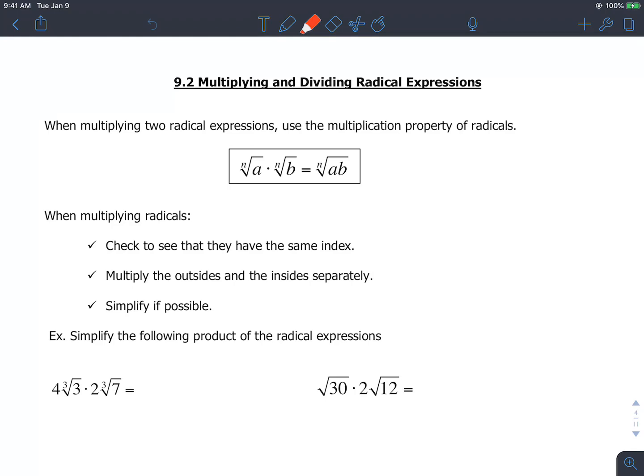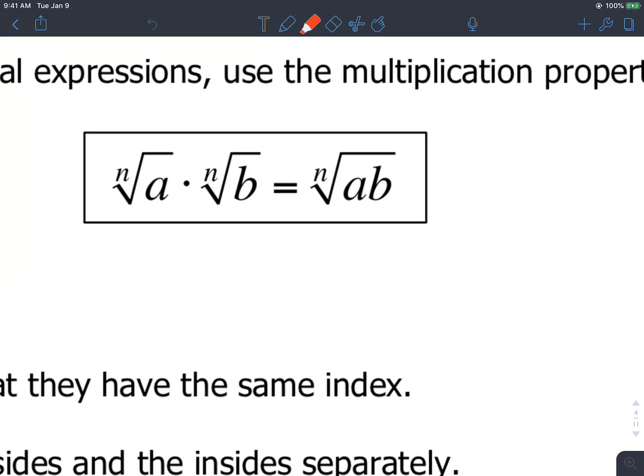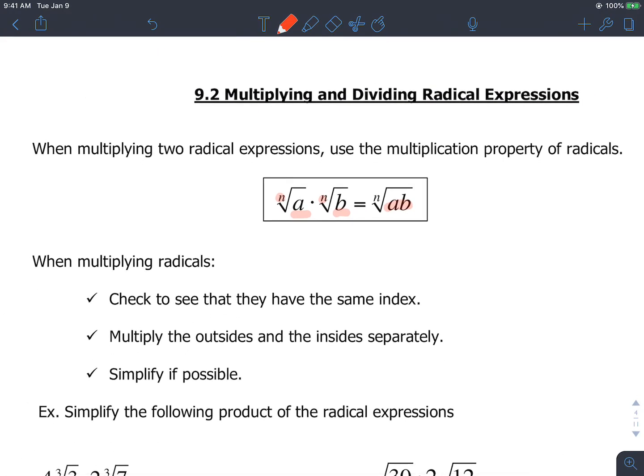Alright, today we've got multiplying and dividing radical expressions. When multiplying two radical expressions, use the multiplication property of radicals right here. This is just saying you take the two things that are inside the radical, as long as they have the same index right here, and you multiply them together inside the radical.